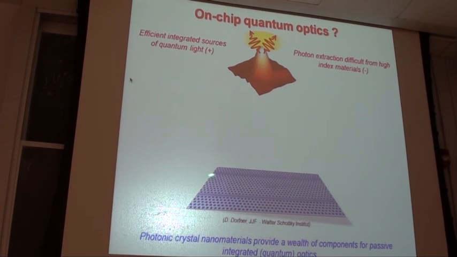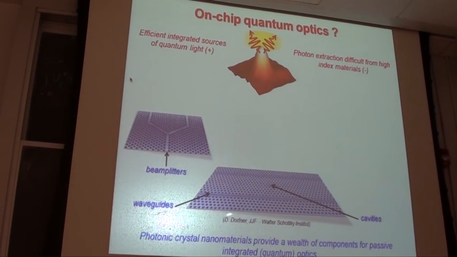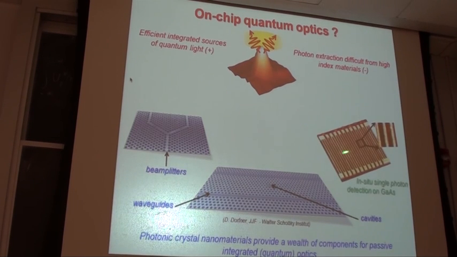There's an example of a device we've made where we have a couple of waveguides. There's one waveguide, there is another, and there's a cavity which is evanescently coupled to these waveguides. You can also make beam splitters using these photonic crystal structures. And in principle, if you had a detector on the chip, you could put all of these together and start to do optics on a chip.